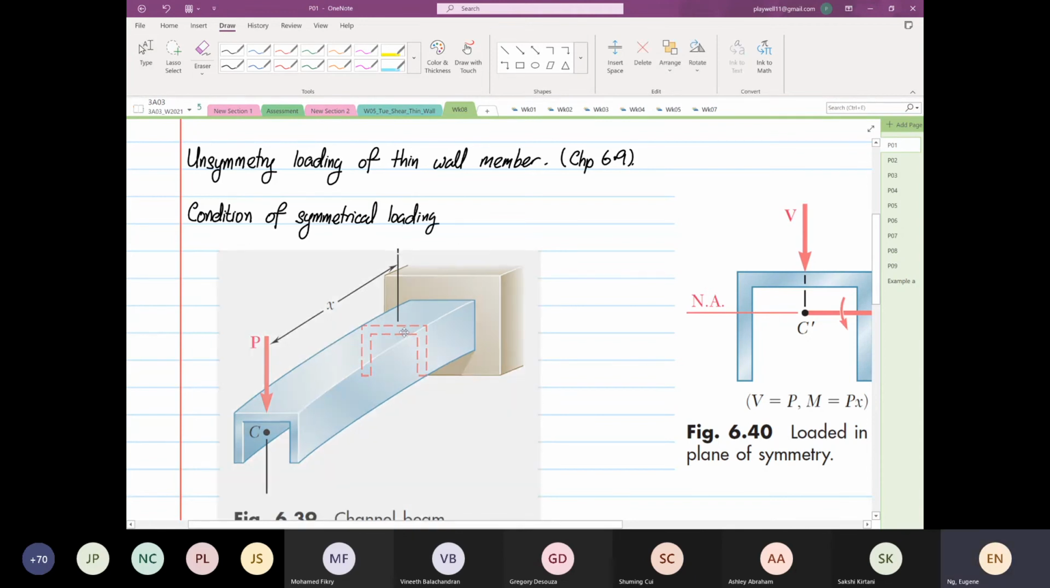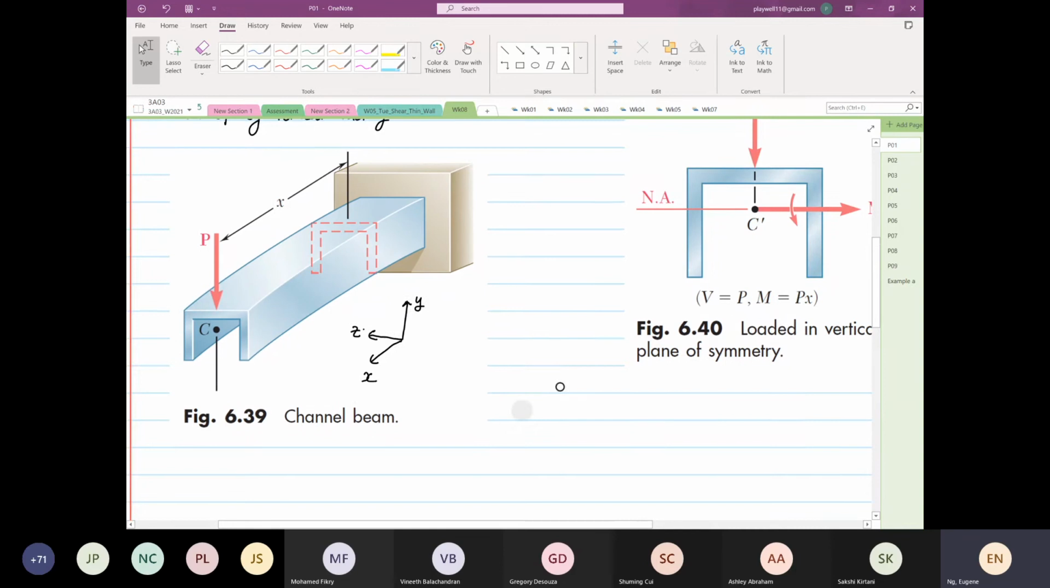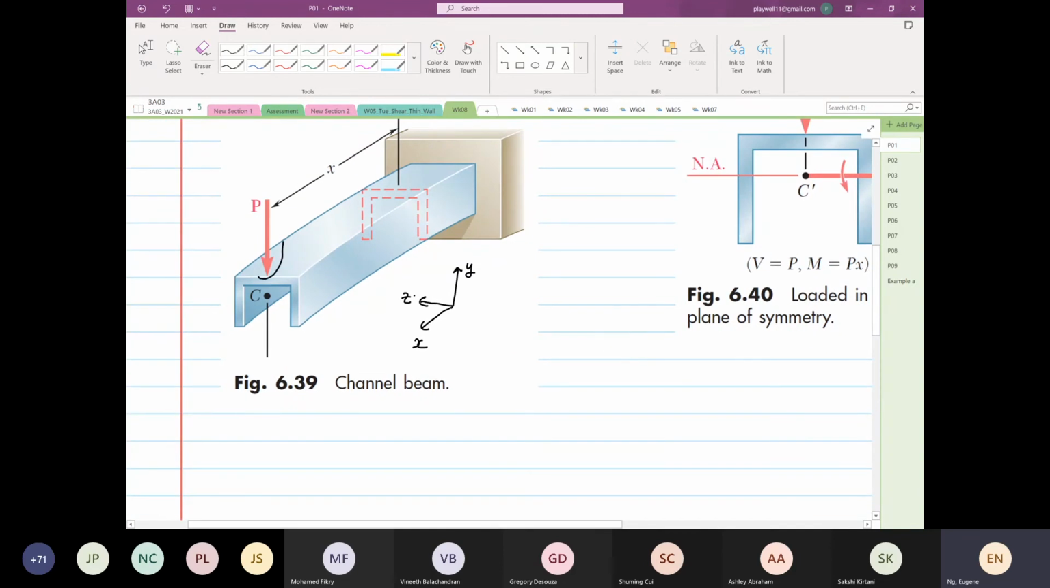So what you are seeing below. If I were to sketch out the transformation of what you see down here, this is my x, this will be my y, and this direction will be my z. So what you see over here is the structure, with applied force P, and the P is in line to the centroid. I repeat again, the P is aligned to the centroid, and the centroid about the z-axis is aligned.